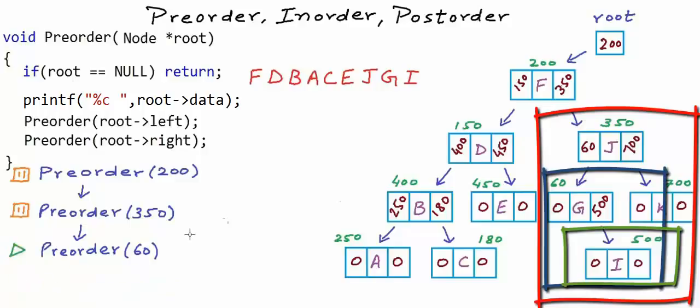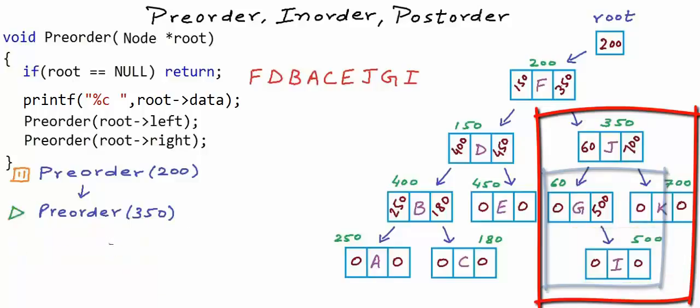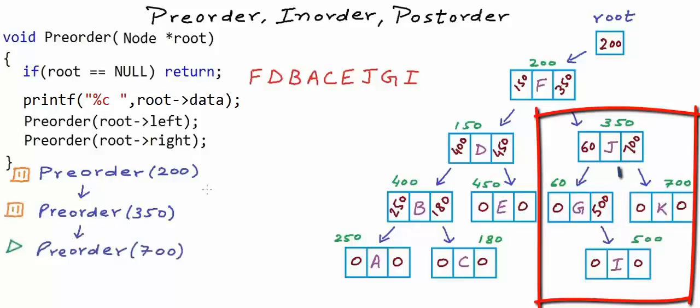After this guy finishes, preorder 60 will resume. Now this guy will also finish, and preorder 350 will resume. And now we will have a call to preorder 700, which once again is a leaf node. So k, which is data in this node, will be printed, and then we will make two calls passing address 0, which will simply return.